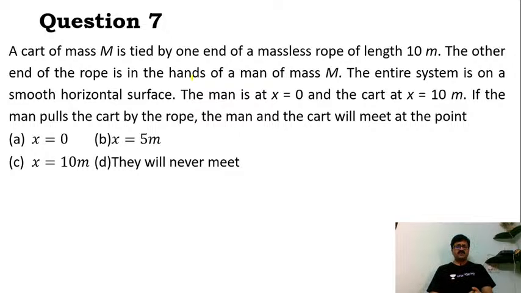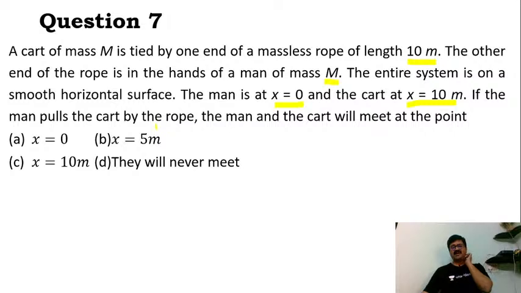A cart of mass m is tied by one end of a massless rope of length 10 meter. The other end of the rope is in the hands of a man of mass capital M. The entire system is on a smooth horizontal surface. The man is at x equal to 0 and the cart at x equal to 10 meter. If the man pulls the cart by the rope, the man and cart will meet at the point.